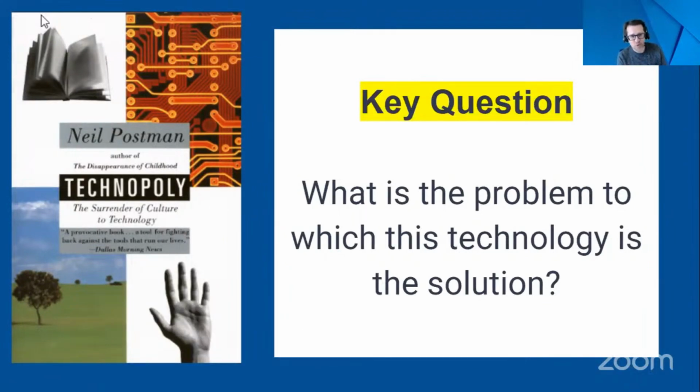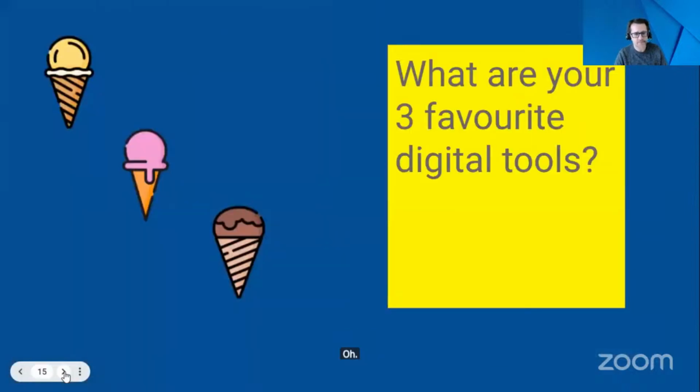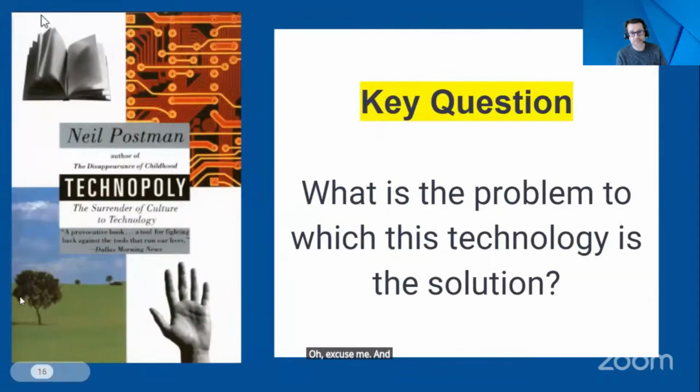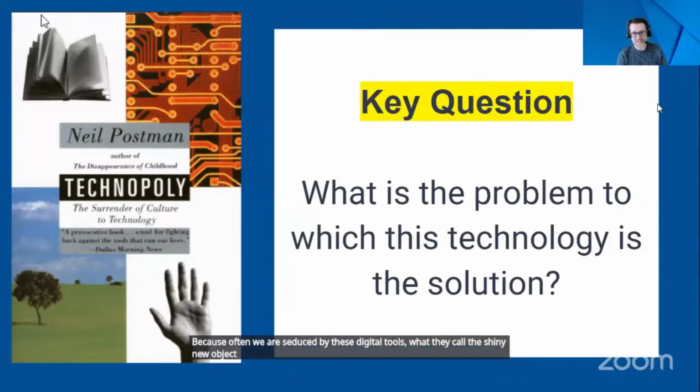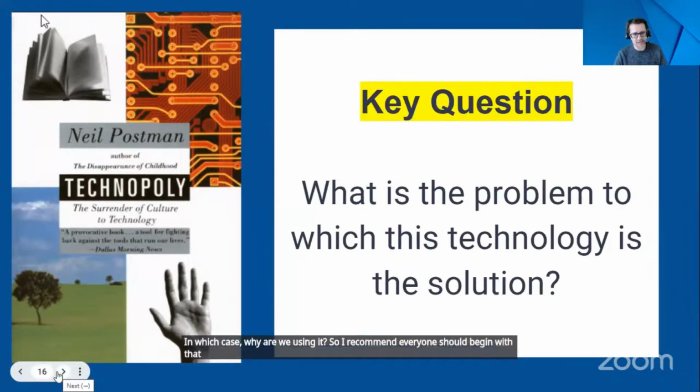And he said, we've always got to pose this question: what is the problem to which this technology is the solution? And this is such a key question, I think, for all of us. Because often we are seduced by these digital tools, what they call the shiny new object syndrome. We see something, it looks really nice, and we think, I've got to start using that. And yet, maybe it doesn't solve a problem, doesn't really provide a solution, in which case, why are we using it? So I recommend everyone should begin with that question. It's a real key, fundamental question for anything we do in the classroom with tech.